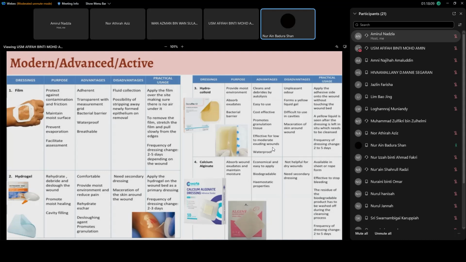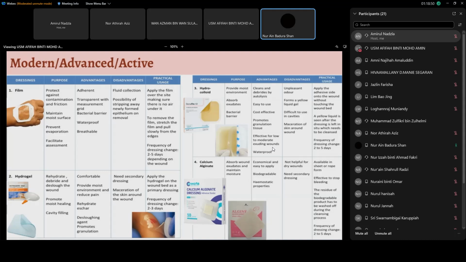So first is the film. It protects against contamination and friction, and can also maintain a moist surface. It is also transparent, so it facilitates assessment, meaning that we can see the wound underneath it. However, the disadvantage is it can strip away the newly formed epithelium on removal of the dressing. Next is hydrogel. This one can rehydrate, debride, and dislodge slough from the wound, as well as promote moist healing. However, hydrogel needs a secondary dressing after we apply the gel.